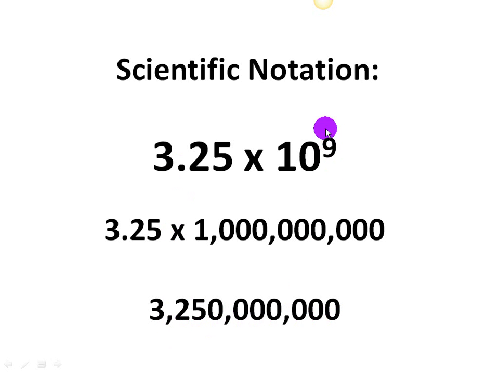And if I see a positive 9 here, that means I'm dealing with a really large number. If I see a negative 9 here, it doesn't mean that the number's negative. It means that it's a really small number, but still larger than 0.